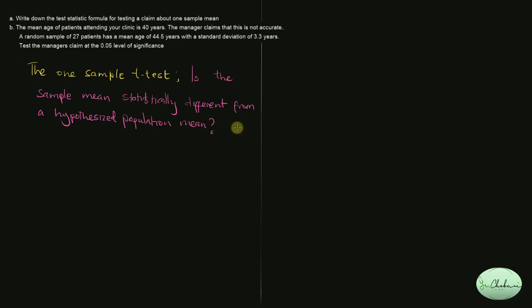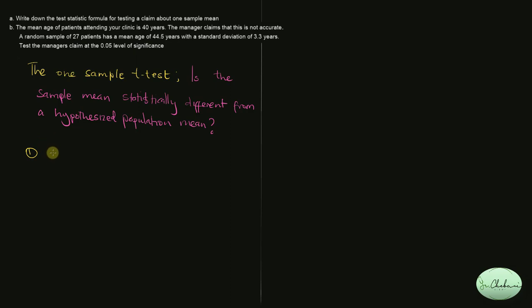To answer this question, or to conduct a one sample t-test, there are certain assumptions that have to be met in order for the test to be valid. For our case we will assume that those assumptions have been met, but in order that you understand them, I'll just go over them so that you are aware of them. There are three important assumptions that have to be met for the one sample t-test to be valid.